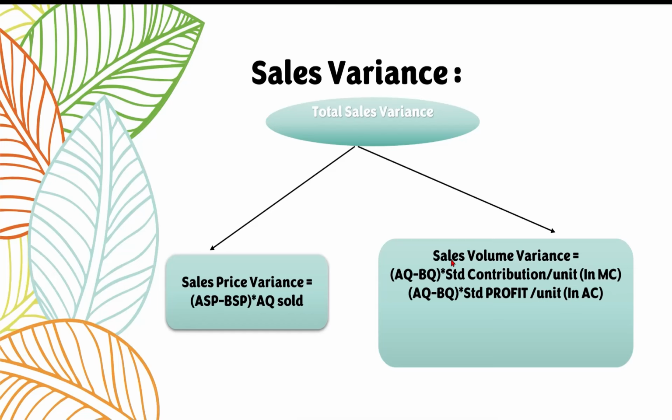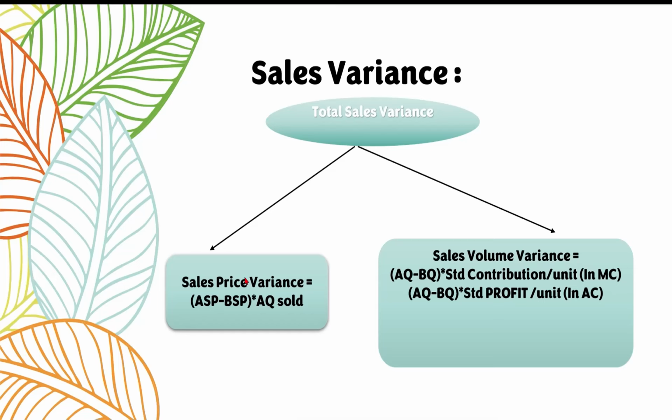Again, the name itself suggests the volume. Volume means your quantity. So we will take the actual quantity minus the budgeted quantity, and then we will multiply with the standard contribution per unit if we are using the marginal costing system. But if we are using the absorption costing system, in that case we will use standard profit per unit. Remember, here in case of volume, this difference will arise, like standard contribution or standard profit, depending on which system we are using.